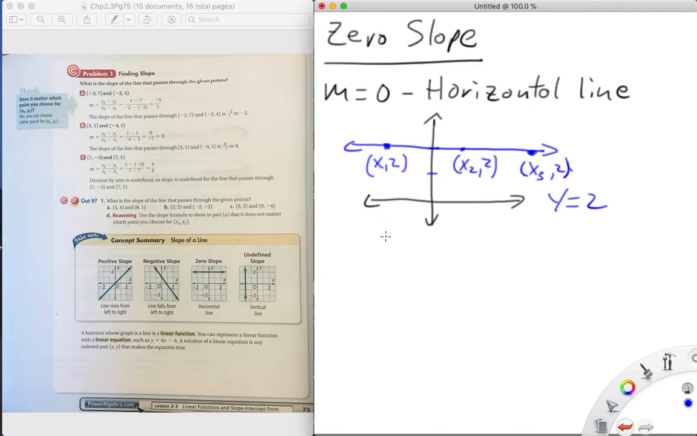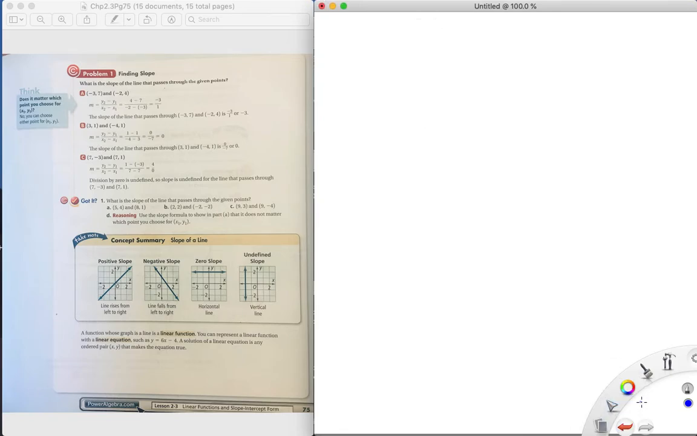And remember, even though it's left to right, it works both ways, but we're always going to consider these things from left to right. You can think of slopes as right to left, but once you do that, you have to understand that everything switches. And we'll talk about that later. All right, undefined slope.